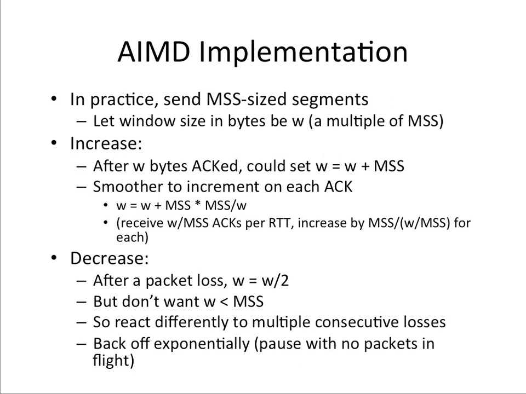And when there's a packet loss, TCP actually does a multiplicative decrease. We don't want the decrease to be too small, up to a certain amount, for example, MSS. And finally, we want to back off exponentially. I think it'll become clear later. If there are no packets in flight, how do we even know how long we're supposed to wait? That's kind of the question there.